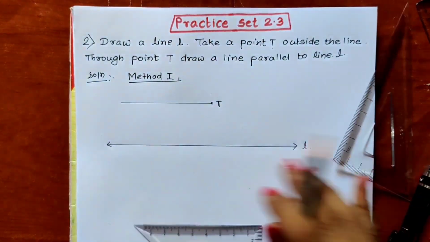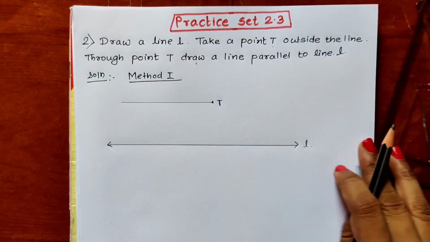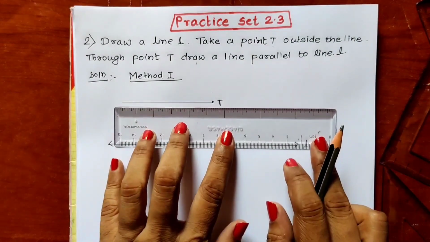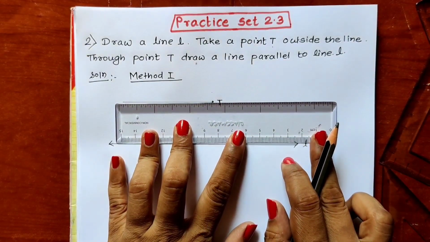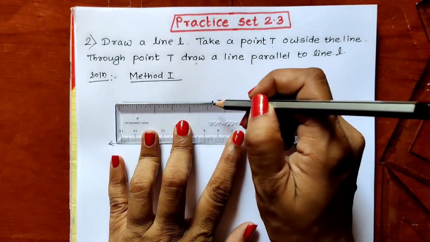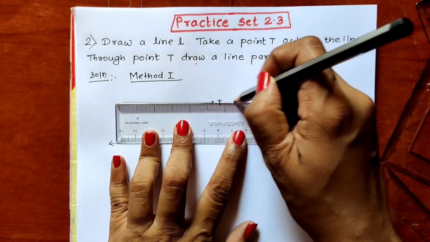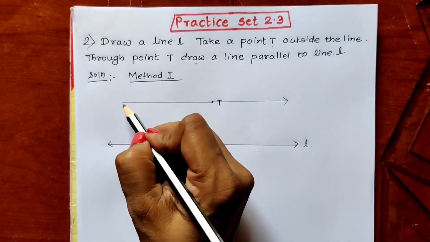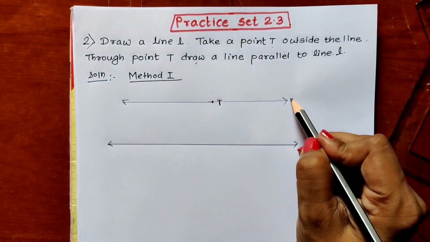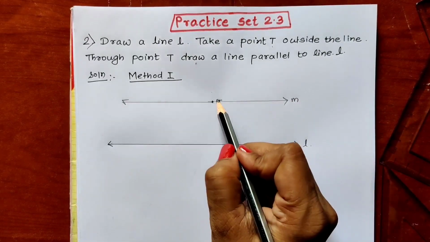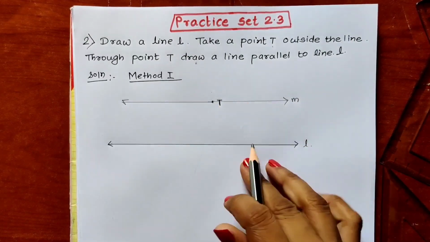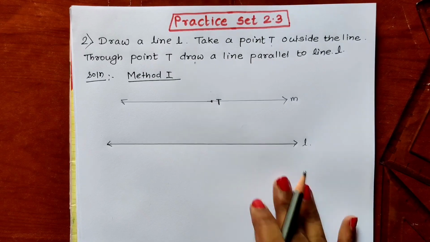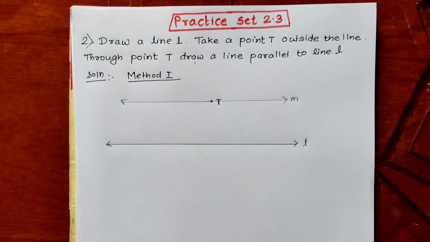Now as I have drawn a small segment, I can extend this from the other side of point T. As it is a line, we all know a line can be extended on both the sides, limitless. So here in this way I have drawn a line M which passes through point T, and point T is outside this line L. So this is first method. Now let us see the second method.